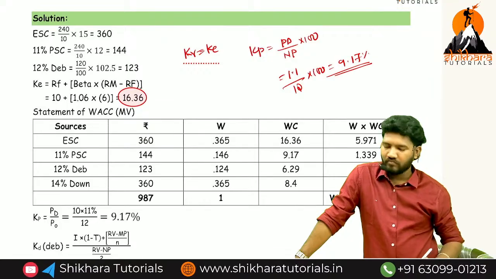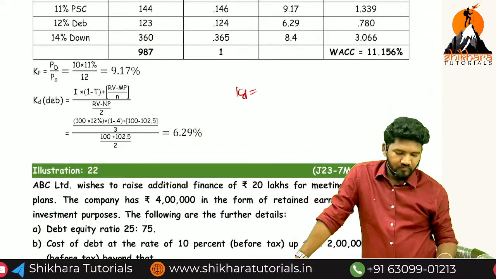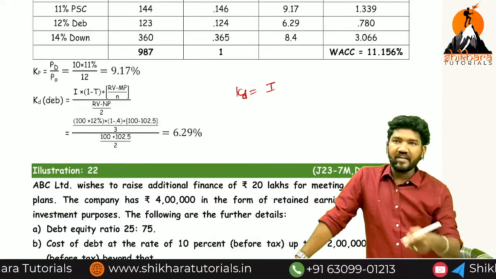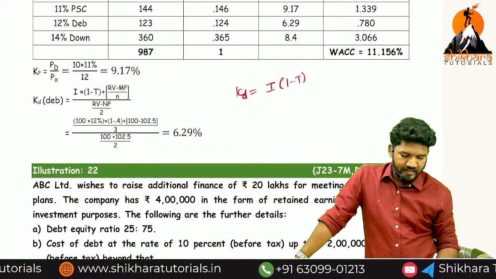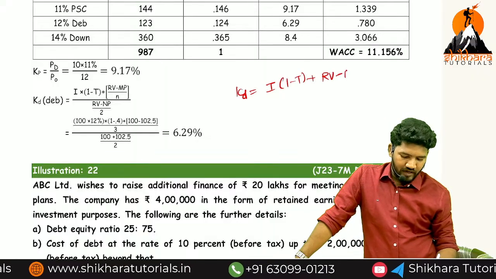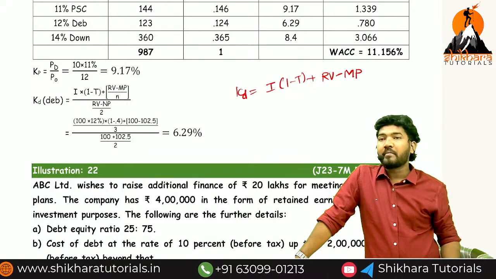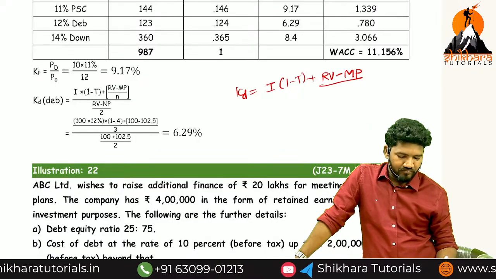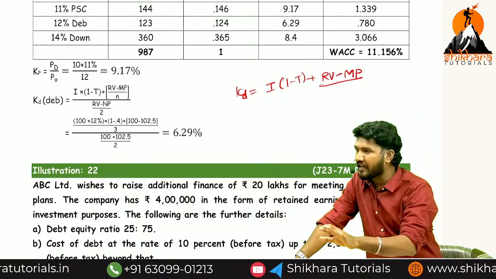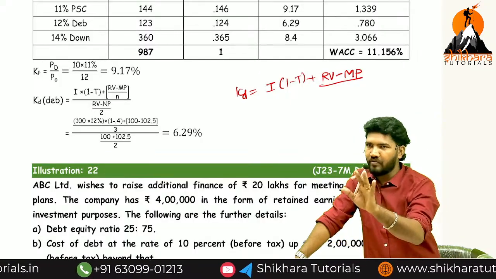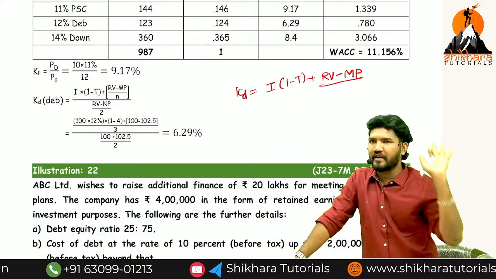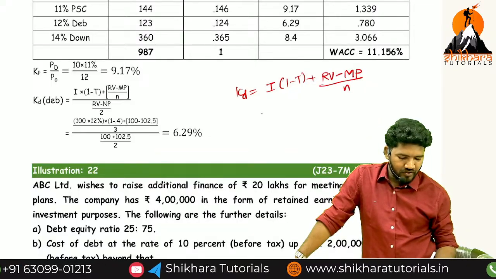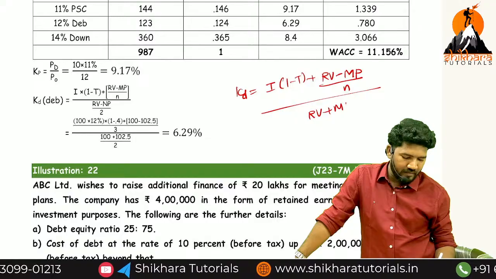9.17%. When it comes to KD, redeemable or irredeemable? Redeemable, 3 years is there. Interest times 1 minus tax plus repayment value minus net proceeds or market price? Market price. Why? Because net proceeds information is not there in the question paper. Market price divided by... Sir, we take an assumption only if there is no market price and no net proceeds. If there is information, we will follow that information, either net proceeds information or market price information. Now when it comes to n number of years, whole divided by average of repayment value and market price.